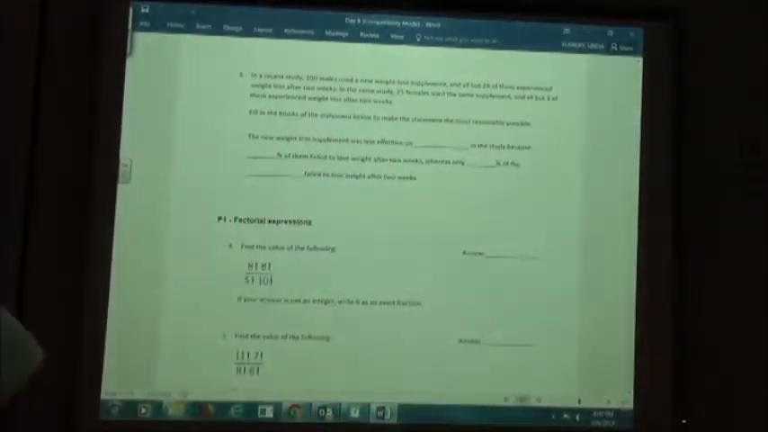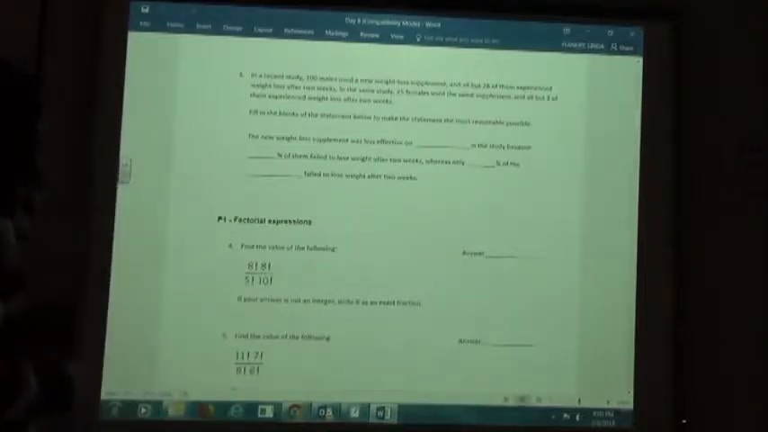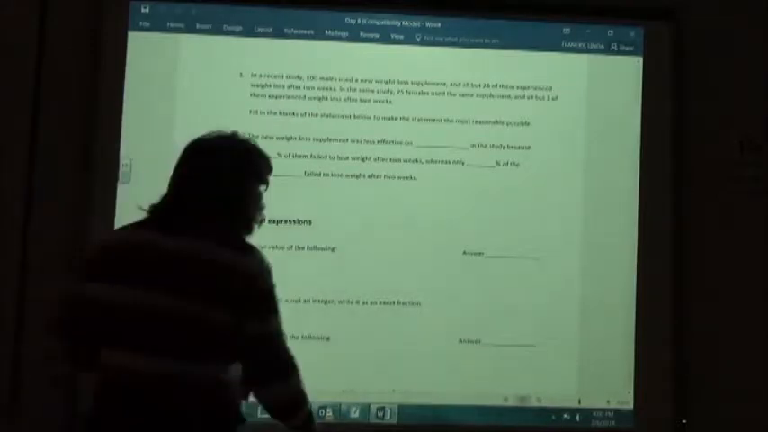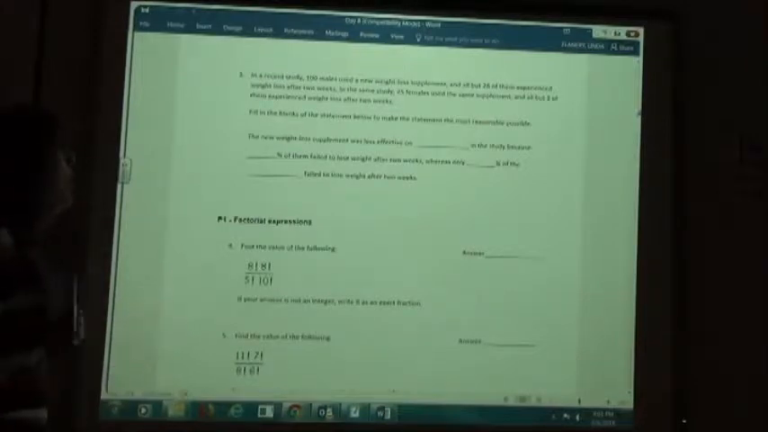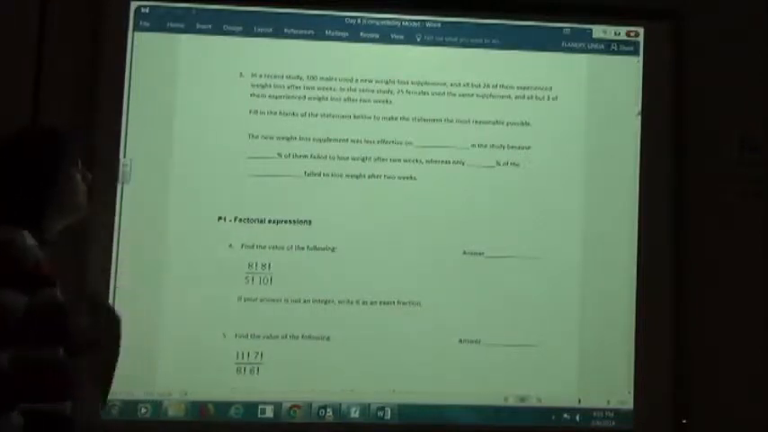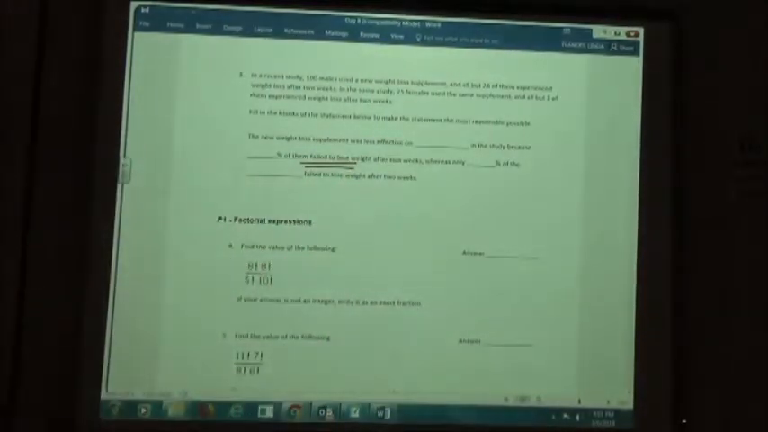So on number 3 there, in a recent study, 100 males used a new weight loss supplement, and all but 28 of them experienced weight loss after 2 weeks. In the same study, 25 females used the same supplement, and all but 3 of them experienced weight loss after 2 weeks. So we're going to fill in the blanks. The new weight loss supplement was less effective on who? Because in this study, what percent of them failed to lose weight after 2 weeks? Whereas only what percent of the other ones failed to lose weight after the 2 weeks? So we're looking for the percent that failed to lose weight.